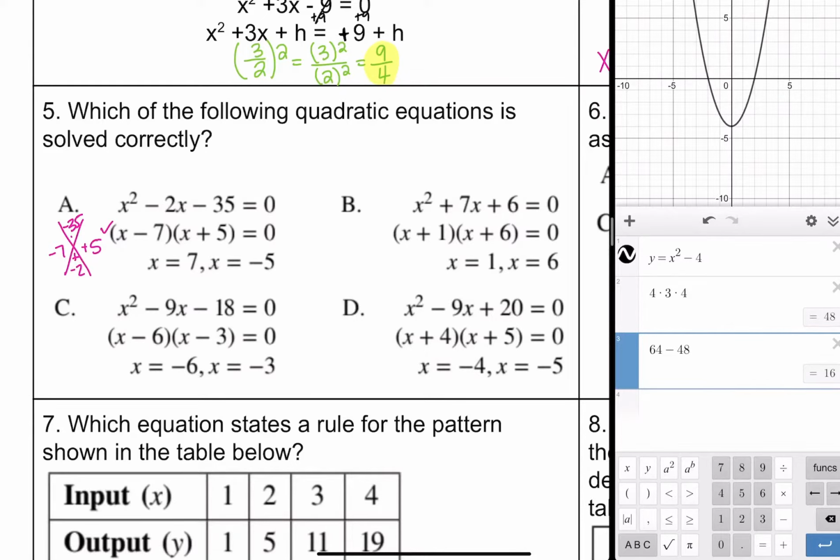Now, if they set each of those equal to 0, the signs are going to change, right? And the signs change because when you do x minus 7 equals 0 and x plus 5 equals 0, when you solve for it, you're going to add on both sides. So you would get x equals 7 and x equals negative 5. So A is solved correctly.